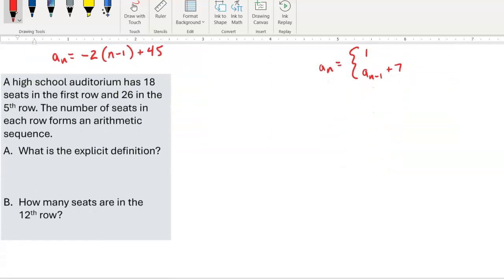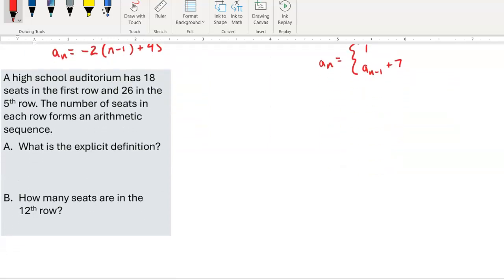All right, so let's look at a story problem together, and then I'll have you guys do the last story problem on your own. So here it says a high school auditorium has 18 seats in the first row and 26 in the fifth row. The number of seats in each row forms an arithmetic sequence. What is the explicit definition?